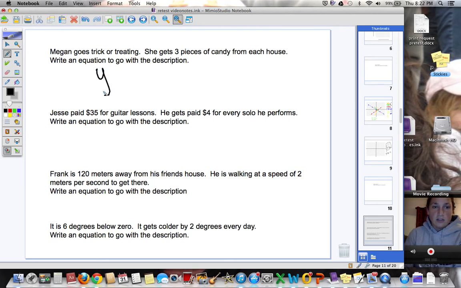So what I always do is I'm going to write y equals blank x plus blank. So that way I don't forget my x and I don't forget my y. So I'm just going to do that in all of these.